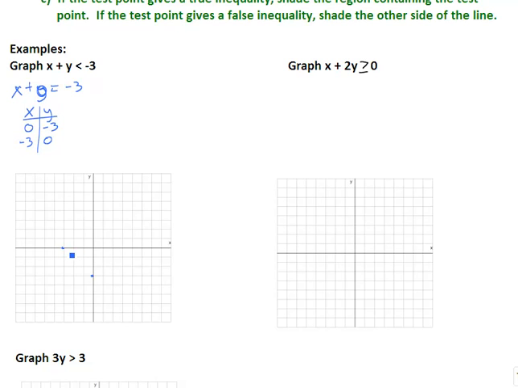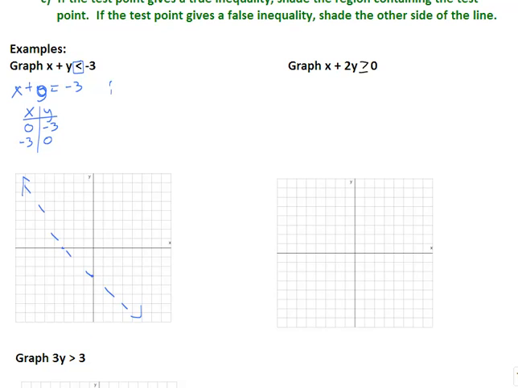And before I draw my line, we want to look at the original inequality. This was strictly less than, which means we want to use a dashed line because we don't want to include any points on our line in our solution. So you just want to make a little dashed line through your points. Once we have our boundary line, then our solution is either going to be shading above the line or shading below the line. How do you decide which way to shade?